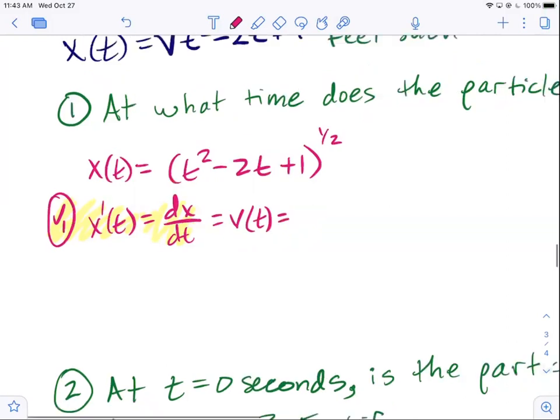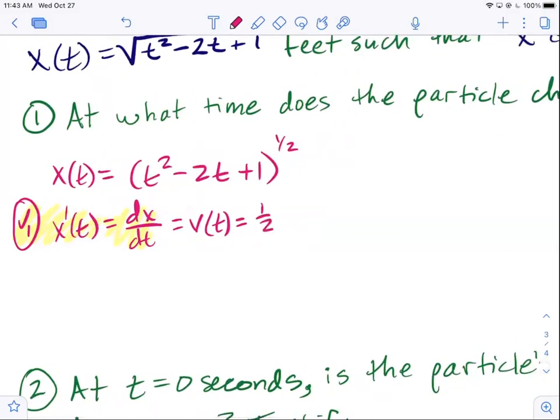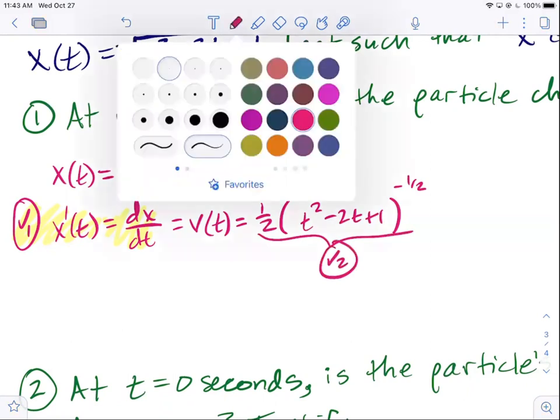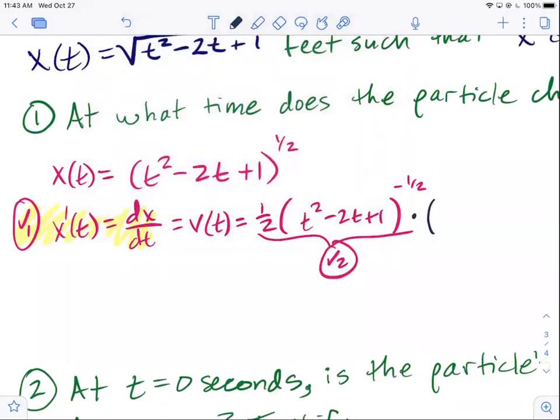And then here it is by the chain rule. It's 1/2 times blob to the negative 1/2. So that's going to be t squared minus 2t plus 1. I'm going to give you a check for that, because that's the first part, times the chain rule parentheses 2t minus 2. And that's the third check.